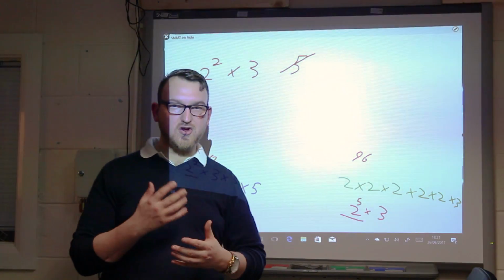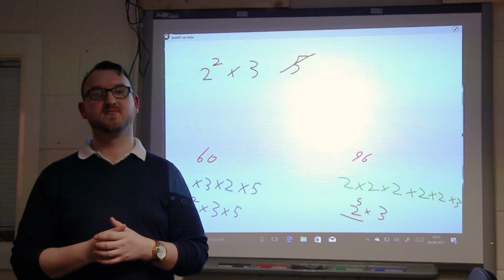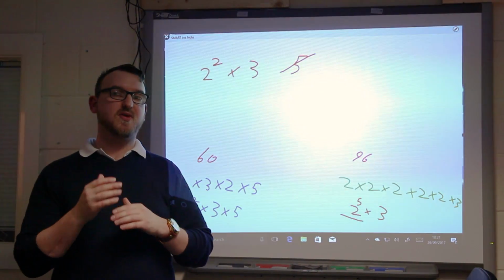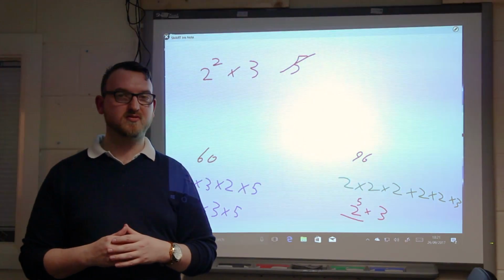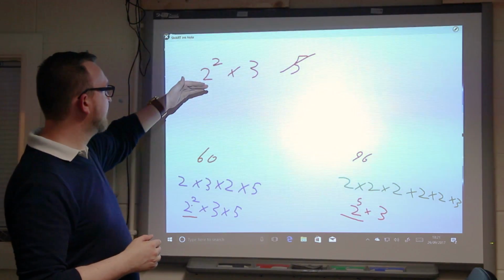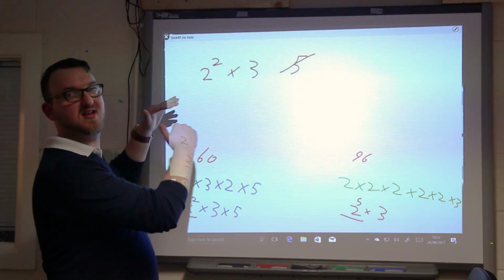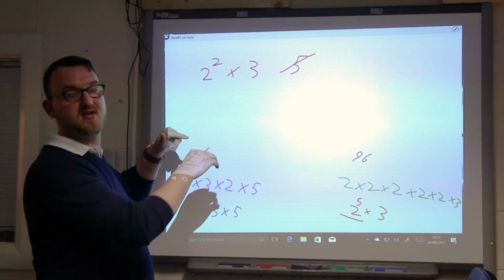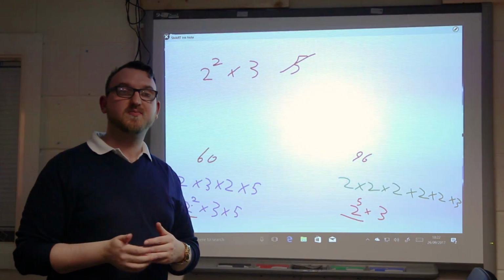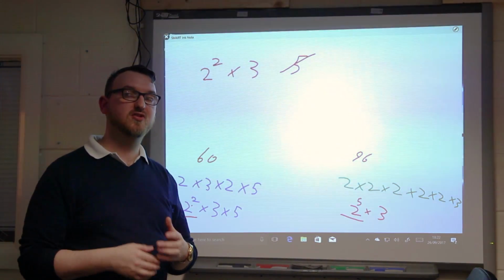Lowest common multiple is another way that we can compare numbers. Back in the olden days, when I was at school, we used to have to list the multiples of 60 and the multiples of 96, and we had to see which number appeared in the list first. It works, but it is very time consuming, and it will go on and on and on.